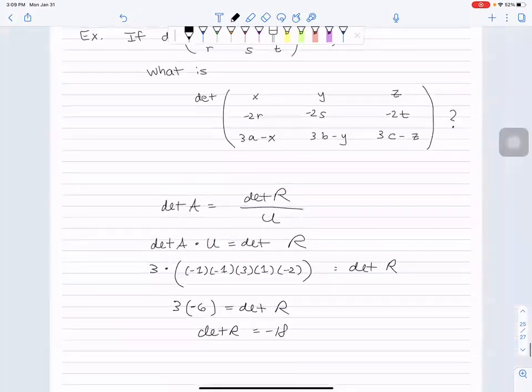Any questions on this example? Yes. So any sort of combining at all results in a 1. For example, if you did R3 equals R3 minus 2 times R1, it would still be 1. Yes. Okay. Any other questions on this?